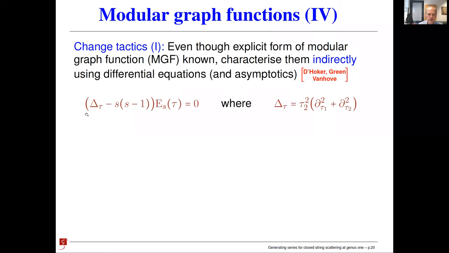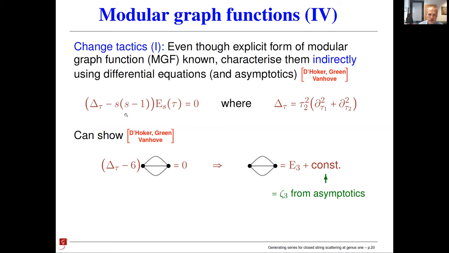Here is an instance of a differential equation that is satisfied by these non-holomorphic Einstein series. They have the property that they are eigenfunctions of what is called the modular Laplace operator, which I've written out here in terms of the real and imaginary part of tau. They are eigenfunctions of this modular Laplace operator with a certain eigenvalue that is related to the number of links in the polygon. So this is something that has been known for centuries almost. And now we want to find similar equations for other modular graph functions.